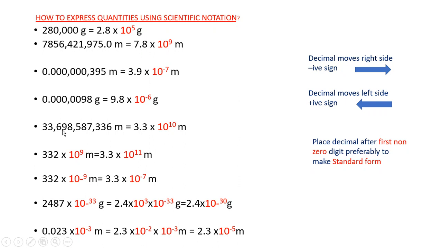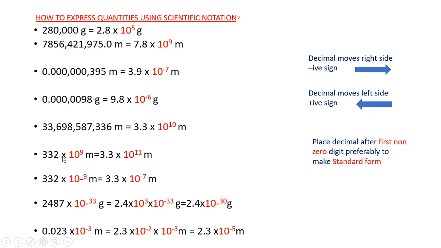Now as you can see, this is again a big value and we cannot see a decimal over here. So where is the decimal? The decimal is at the end, and now the decimal is moving towards the left side. We will bring this decimal after the first non-zero digit 3. And we are jumping how many digits? 1 2 3 4 5 6 7 8 9 10. So it will become 3.3 into 10 raised to power 10 meter.